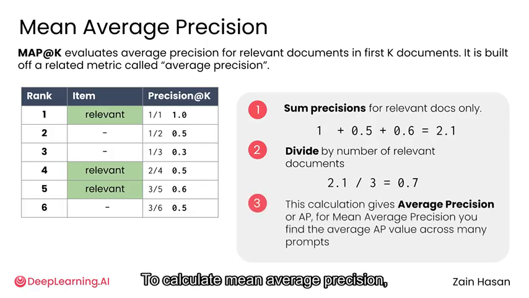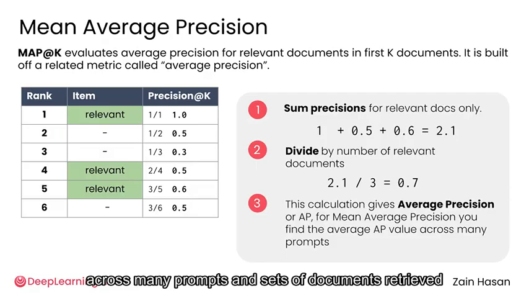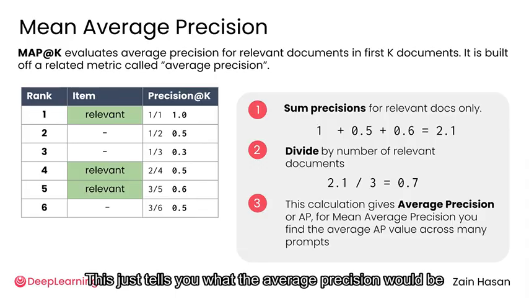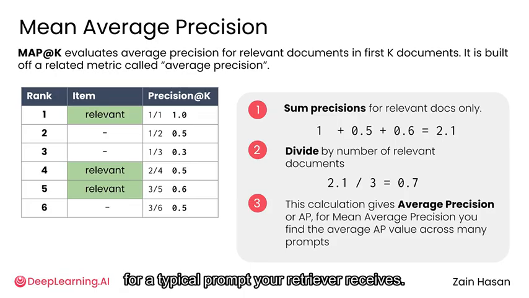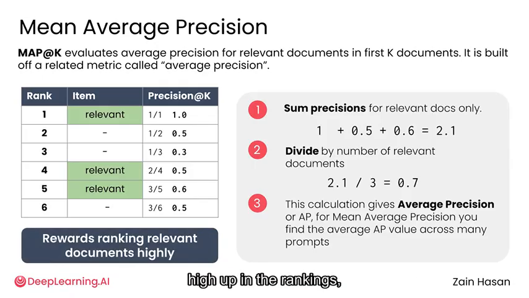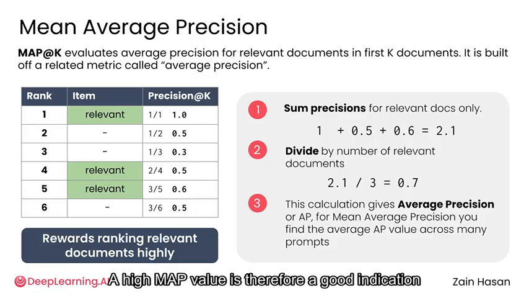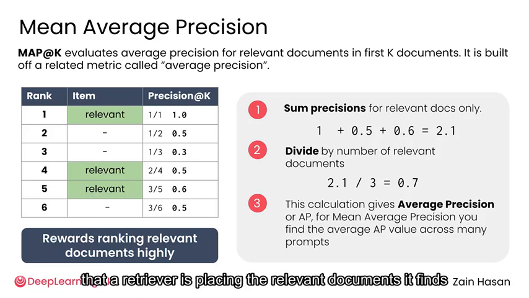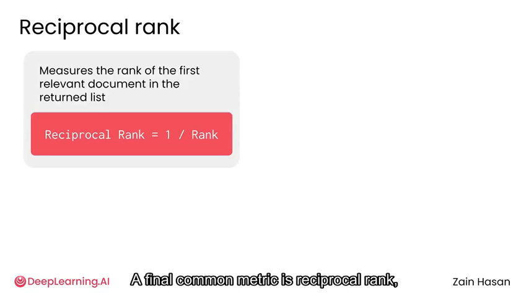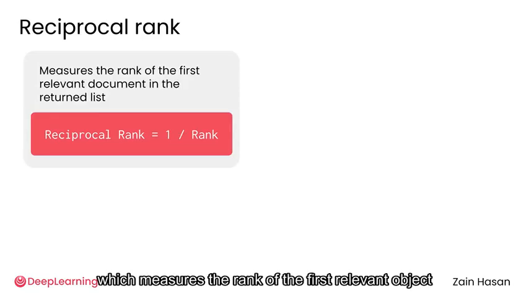To calculate mean average precision, you just calculate average precision across many prompts and sets of documents retrieved, and average those values. This just tells you what the average precision would be for a typical prompt your retriever receives. MAP rewards ranking relevant documents highly. If an irrelevant document sneaks into a spot high up in the rankings, it'll decrease the precision at the rank of every relevant document below it, bringing down the overall average. A high MAP value is therefore a good indication that a retriever is placing the relevant documents it finds high up in the ranking.